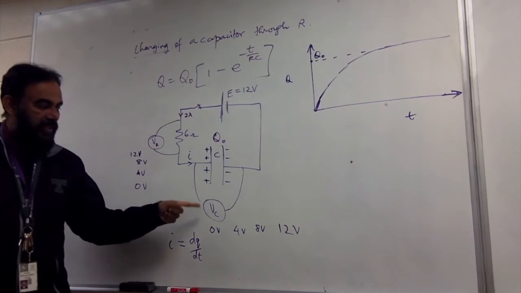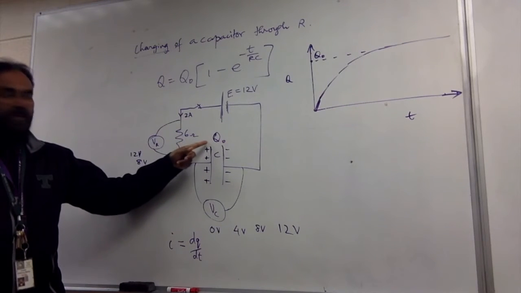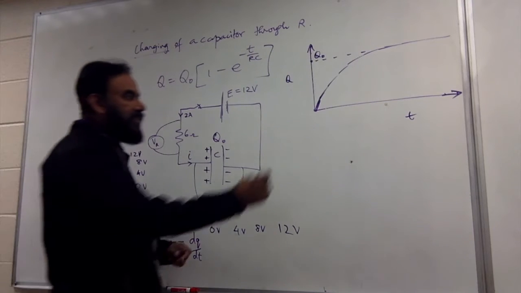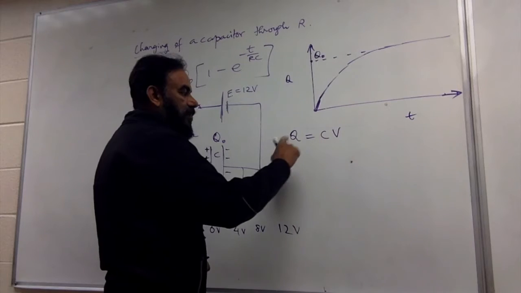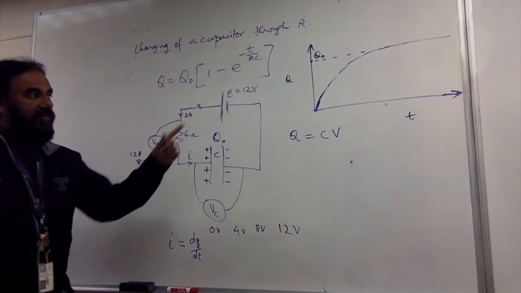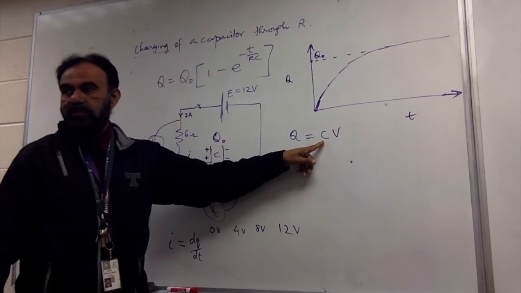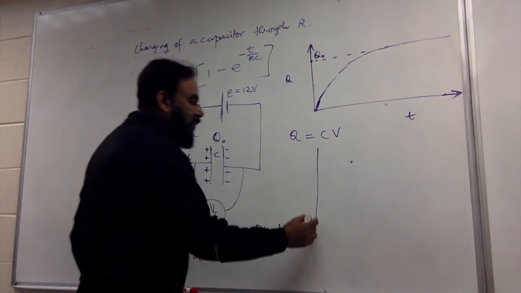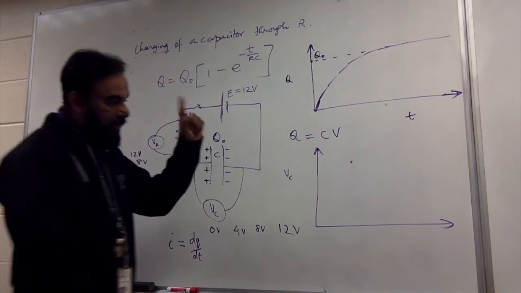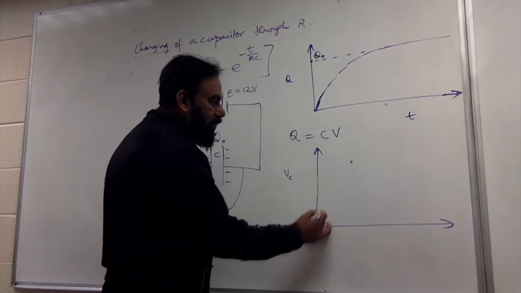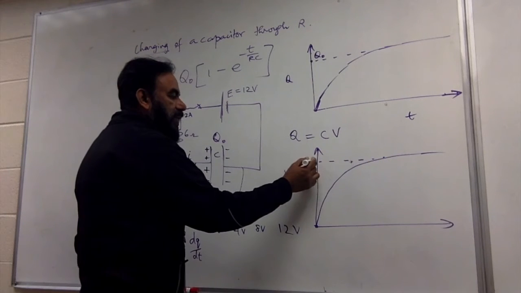And as you can see, the voltage across the capacitor also depends on the charge. Right? So you know Q is equal to CV. So the voltage is dependent on the charge straight away. So if the charge is going to behave like this, the voltage is also going to behave like that because C is a constant. And so the voltage across the capacitor is going to build up from 0 the same way to a max. And that is going to be the E.